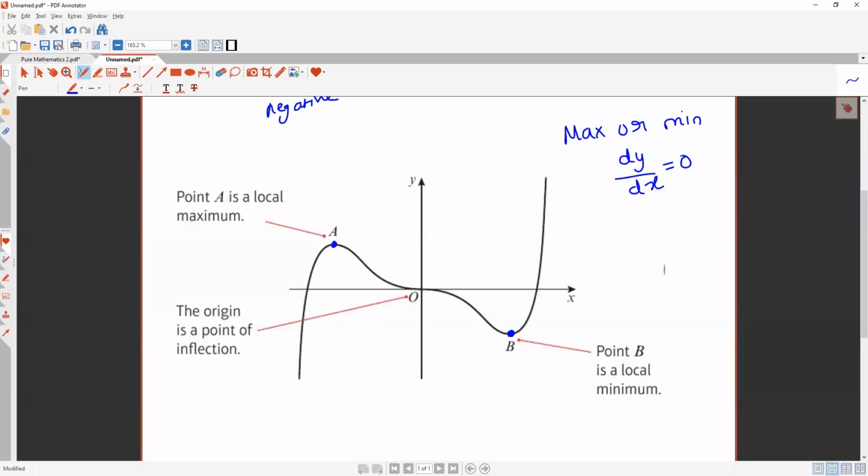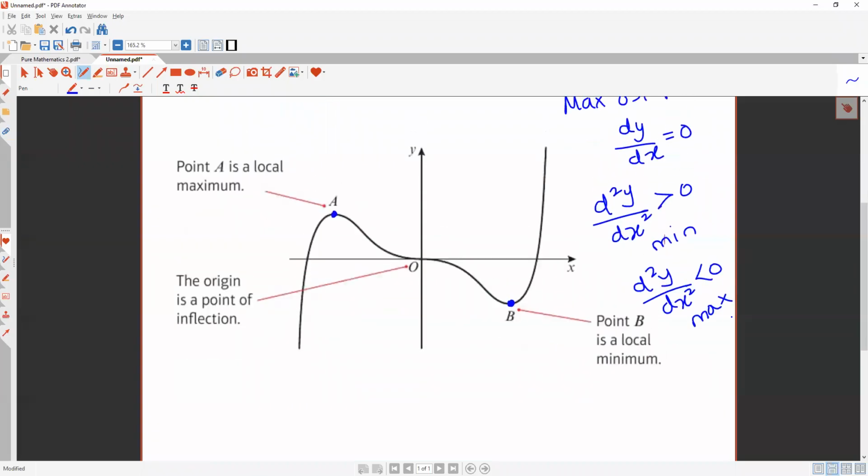Remember this. But if you want to prove whether it is a max or a min, you need to do double differentiation, d square y divided by dx square. If your d square y by dx square is greater than 0, then it's a minimum. If it is less than 0, then it is maximum. Okay, these 3 points you guys are supposed to know.